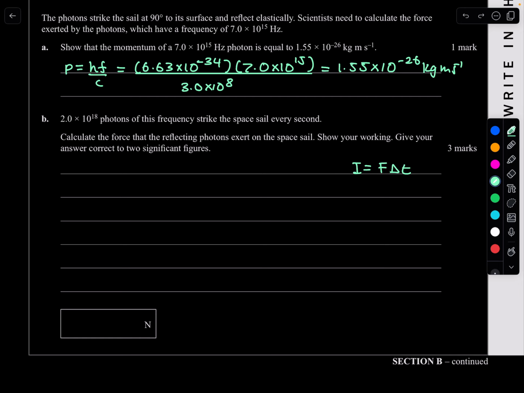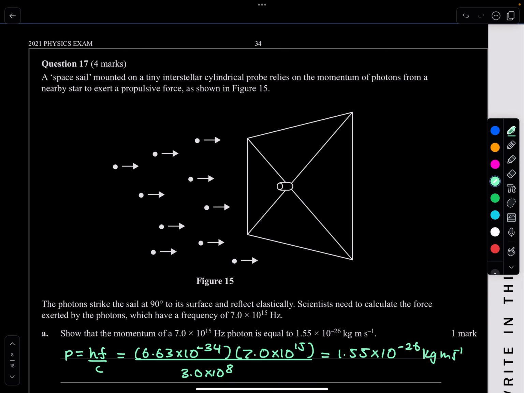So let's calculate our change in momentum with your impulse. Your impulse is your mass times v minus u, your change in velocity. Let's think about this. Let's take right as positive. These photons are traveling at a velocity, let's call it u, your initial velocity. When they are reflected, because it's elastic, that velocity u is going to be the same. Your final velocity is going to be the same as u, but in the opposite direction, because the speed hasn't changed in an elastic collision.